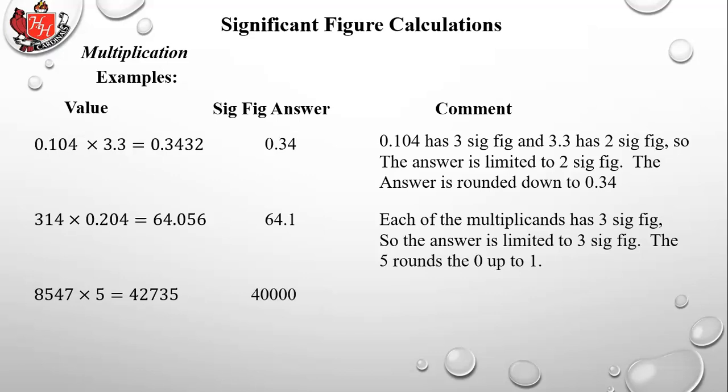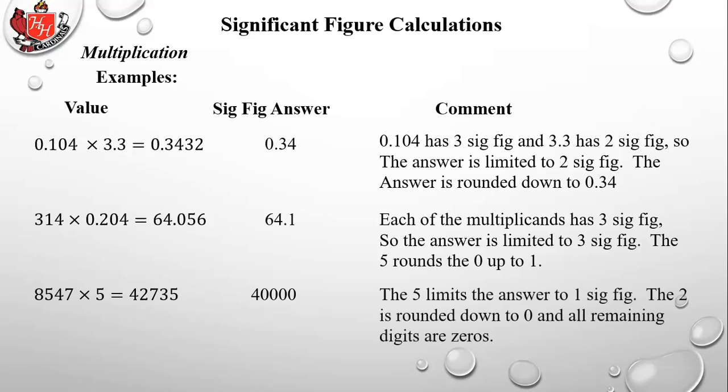Okay, it's 40,000. So the 5 limits the answer to 1 significant figure, but there are 5 digits in the calculator answer, 42735. That means the significant figure answer has to have 5 digits, but only one of them can be significant. So you add the 4 zeros and you don't add a decimal point, otherwise they would all be significant. Okay, so the 2 is rounded down to 0 and all remaining digits are zeros.